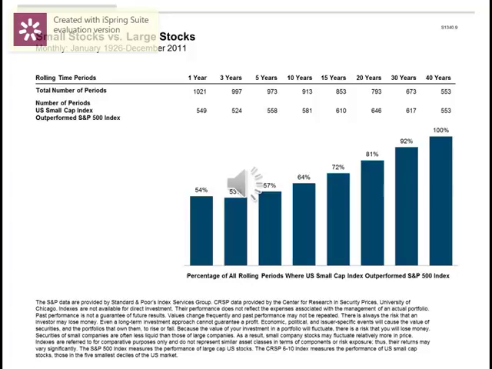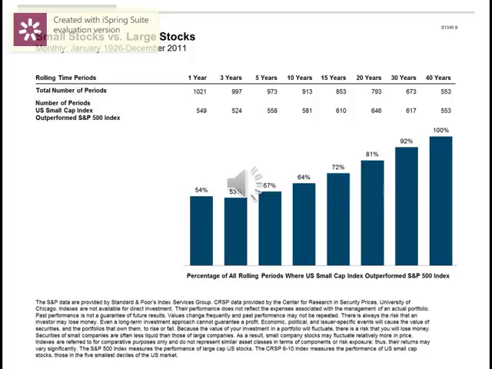For example, between January 1926 and December 2011, there were 1,021 one-year holding periods, 793 20-year periods, and 553 40-year periods. In these holding periods, small cap outperformed the S&P 500 index 54%, 81%, and 100% of the time, respectively.